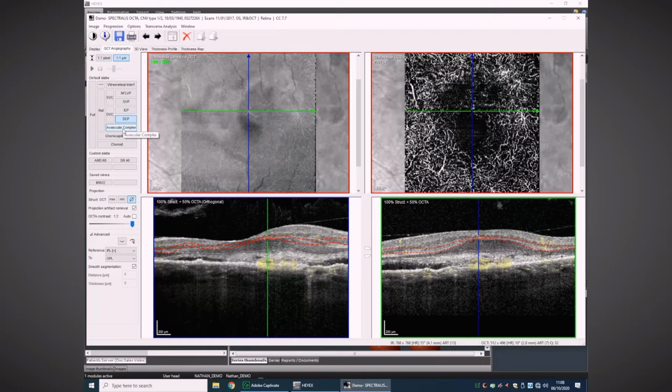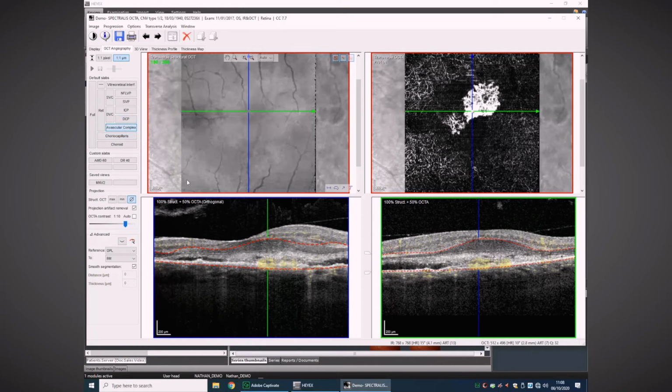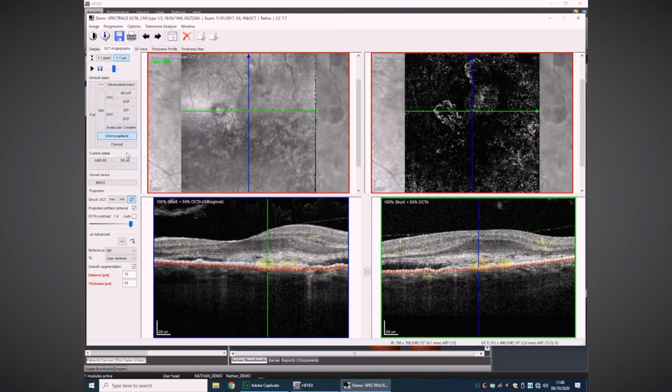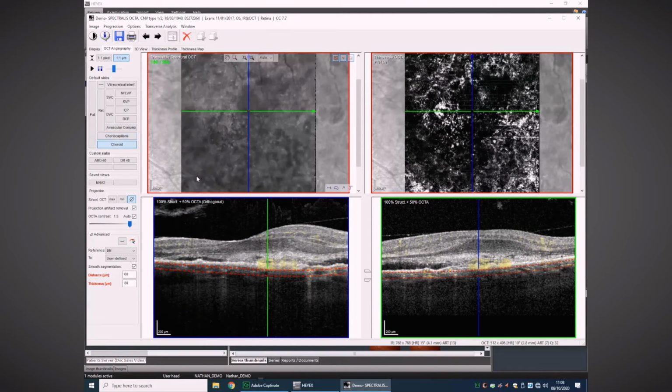You can also move further down into the avascular complex here, and of course we can see that we've got some flow that shouldn't be there, and that's what we want to evaluate. And finally, moving to the choriocapillaris and then to the choroid.